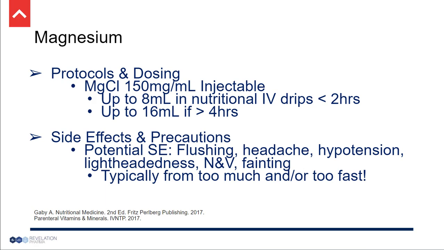So the potential side effects: flushing, headache, hypotension, lightheadedness, nausea and vomiting, and eventually fainting. And again, those kind of happen almost in sequence, and more likely if too much is given or it's given too fast. So as long as you stay within those dosing parameters, less than 8 mLs, and don't give it too quickly, a slow drip over an hour or two, you're typically not going to see those kind of side effects. But you do want to monitor patients, because flushing and hypotension, headache, and maybe some nausea would be kind of the first things to onset if it is a little bit dosed too quickly for them or too much.